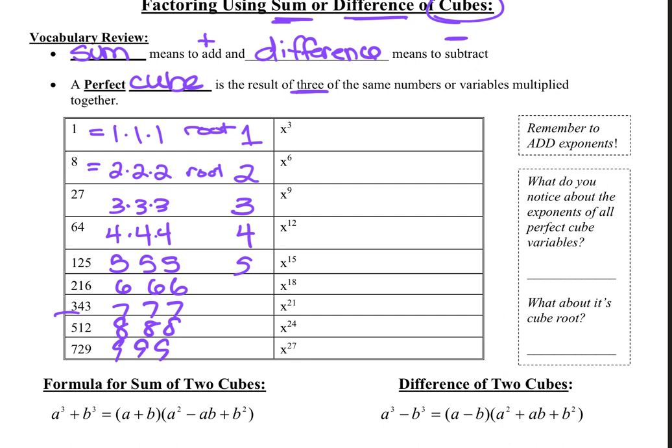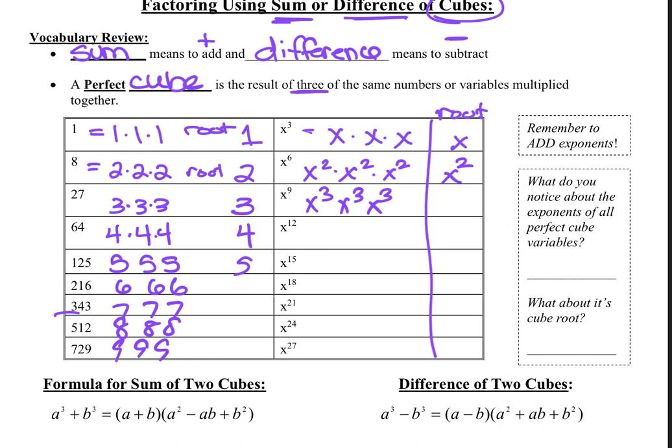When we do letters, you'll remember that if the exponent was even, it was a perfect square. So I wonder if you can see how it works here. x to the third is x times x times x. So the root is x. x to the sixth is x squared times x squared times x squared. That's x to the sixth, and x squared is the root. I should have had a column for that here. x to the ninth is x to the third, x to the third, x to the third. So the root is x to the third.